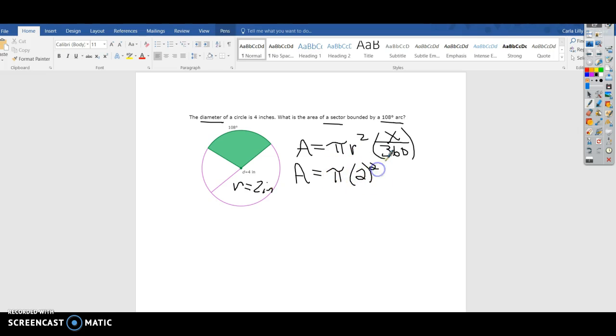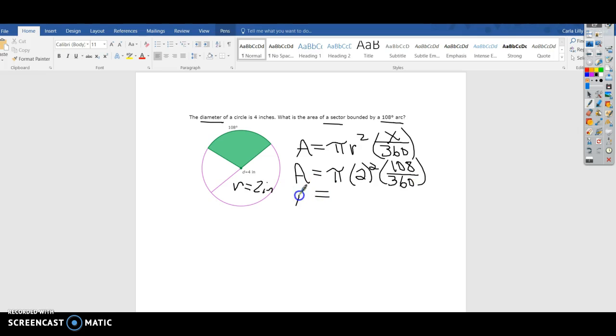So we're going to have 2 squared. And this time we're doing the shaded green region here. That's the sector we're looking for, and that's a 108 degree arc. So we're doing 108 degrees over 360. Okay?